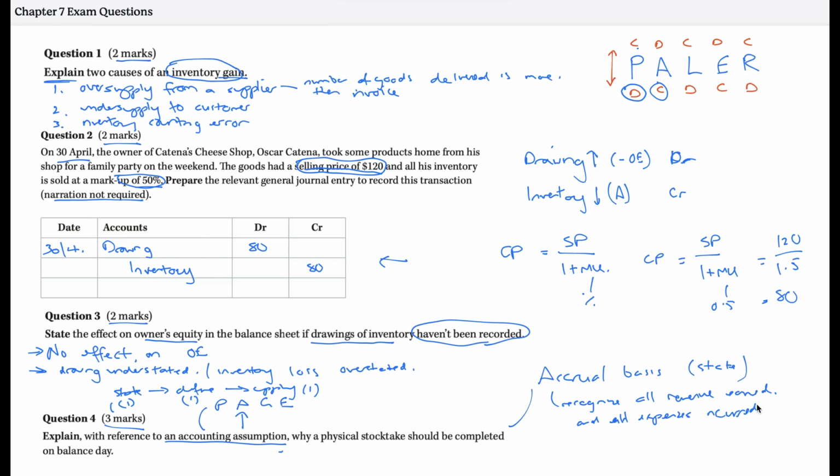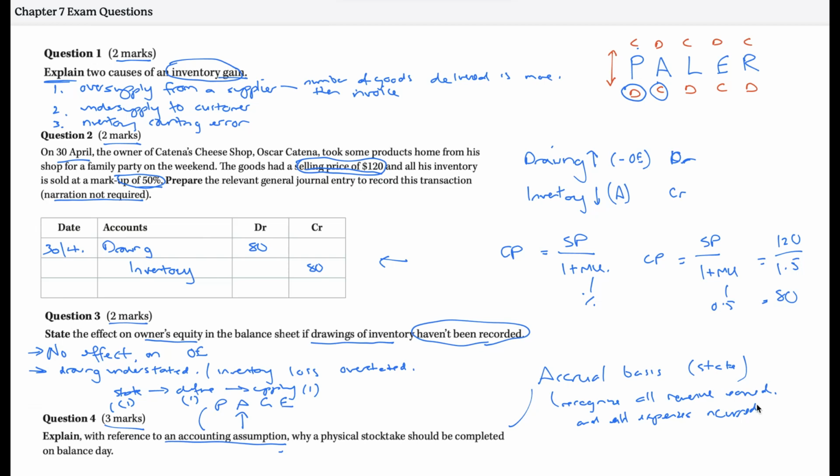And when we do the stock take, what do we often determine? We determine that there might be an inventory loss or an inventory gain, which goes into our income statement, impacting profit, which ultimately impacts owner's equity. So the stock take will allow us to recognize all of the revenue earned, if there is inventory gain, and all of the expenses incurred if it's an inventory loss, and this follows the accrual basis assumption.